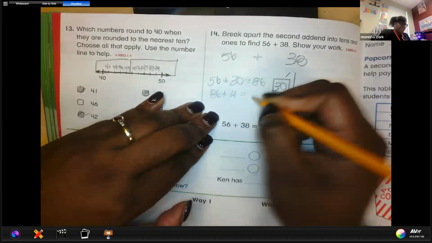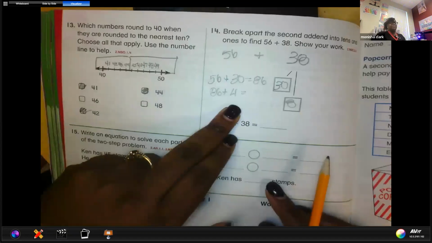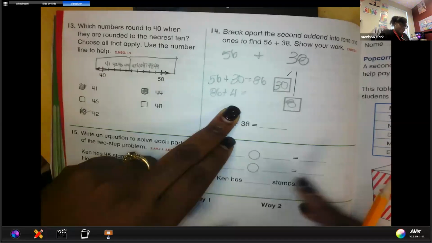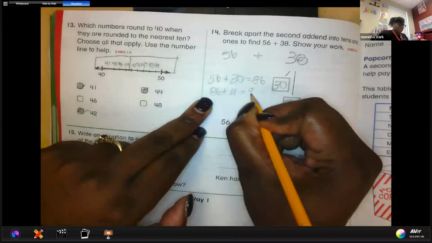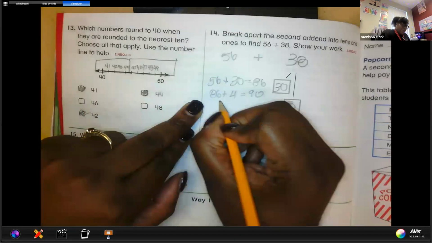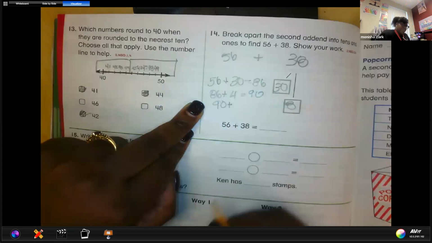Because that's going to give us a nice 10. Because we know that 6 plus 4 equals what? 10. So if this is a 10, this becomes 90. But we still have 4 more. So now we have 90 plus what? 4. And that's going to give us what?